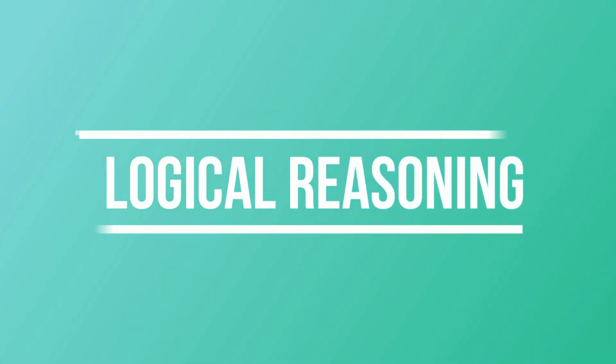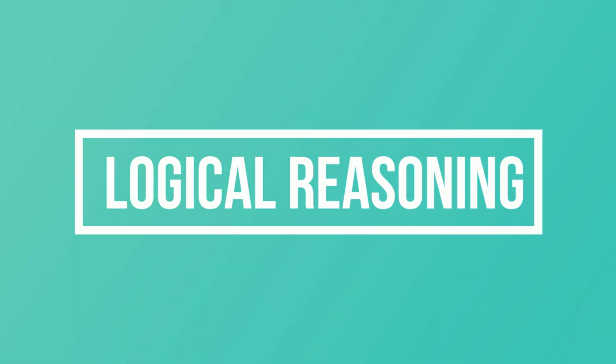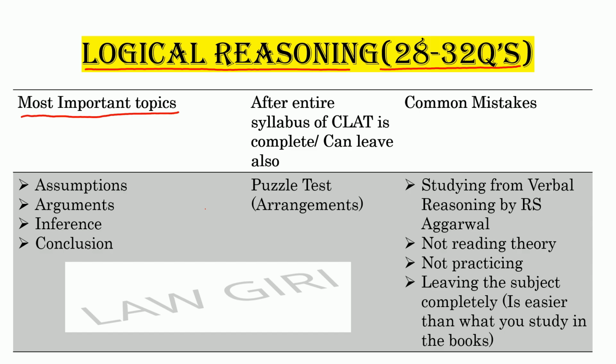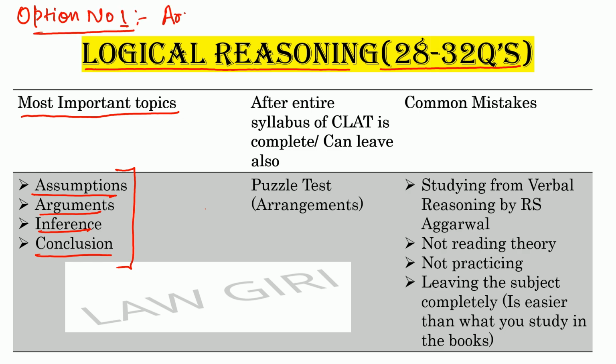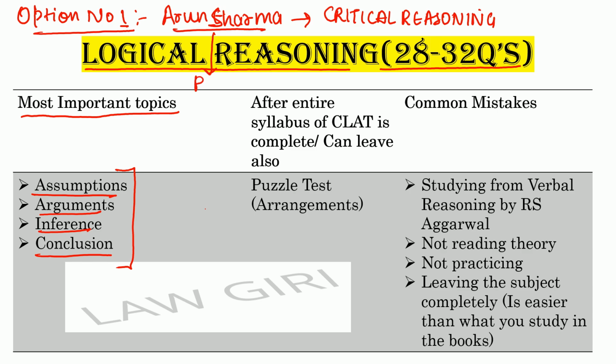Okay, logical reasoning, 28 to 32 questions are going to be there. The most important topics are assumptions, arguments, inference, conclusion. Now how to cover these topics? Look, option number one that I'm going to give you: if you're buying Arun Sharma for English reading comprehension, in the Arun Sharma book only you will find this topic called critical reasoning. So you can study this topic, critical reasoning, from Arun Sharma, right? The book for RC is going to have it.